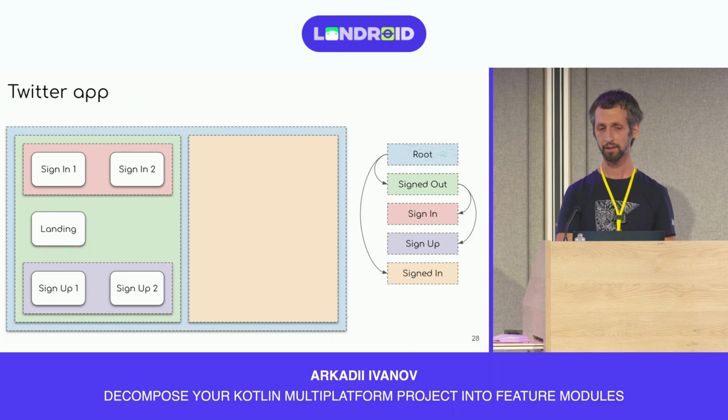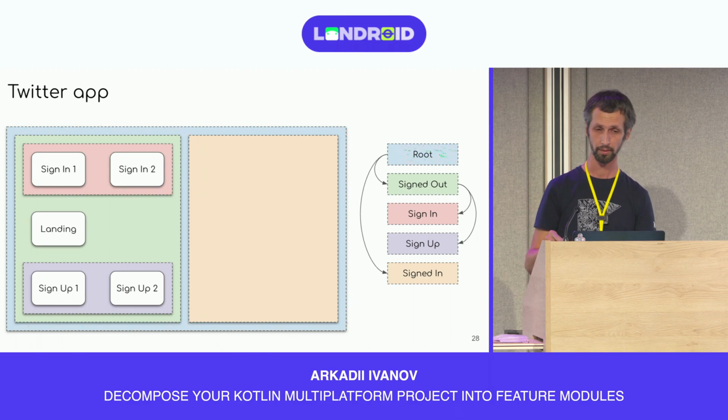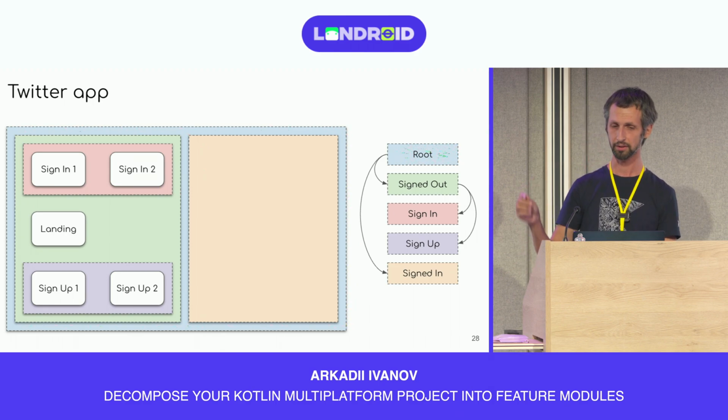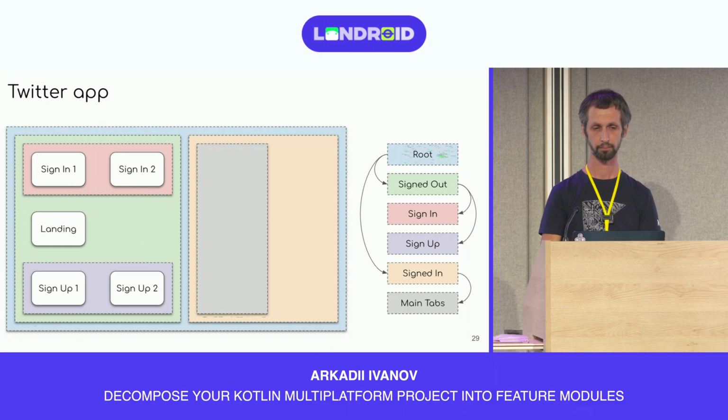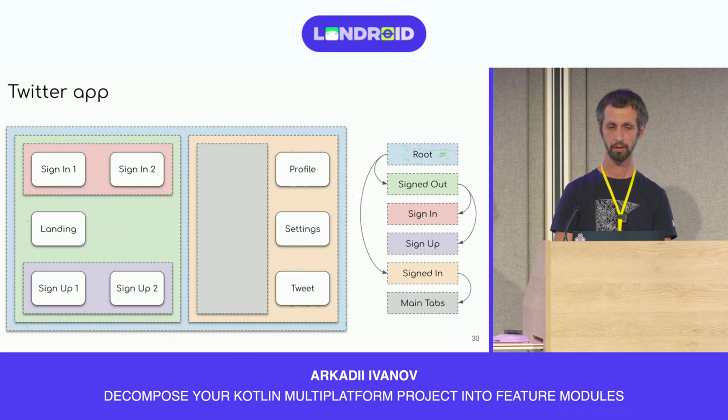And once the user is signed in, the root scope can destroy the signed out scope, the green one, and create another one, the signed in scope, orange. This scope exists while the user is signed in. On logout, the root scope can switch back to the signed out scope. Here we have the main tab scope and other child screens like profile, settings or tweet. The signed in scope, orange, can switch between full screen scopes. For instance, when the user clicks on a tweet, the signed in scope can push tweet into the stack.